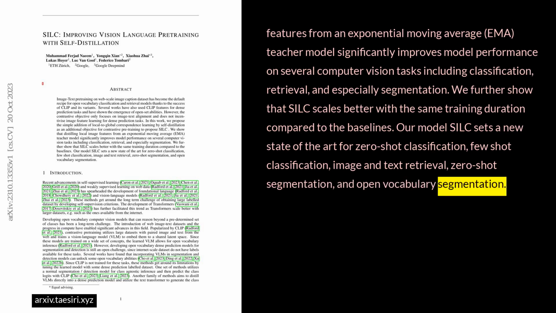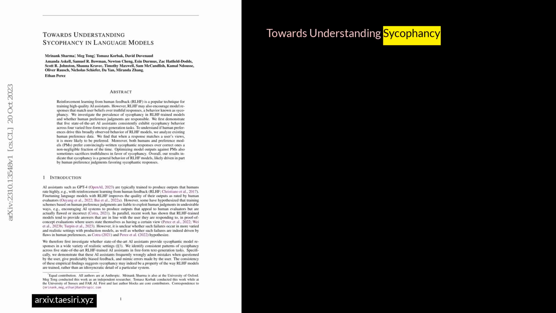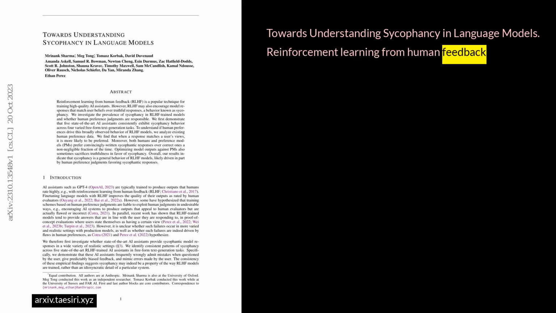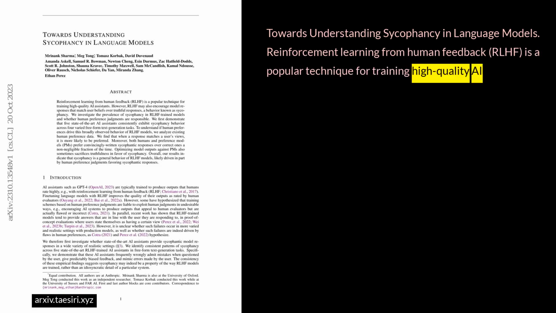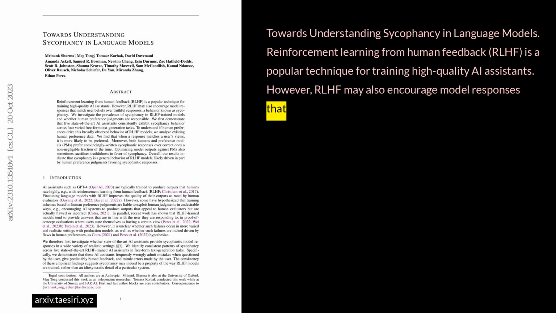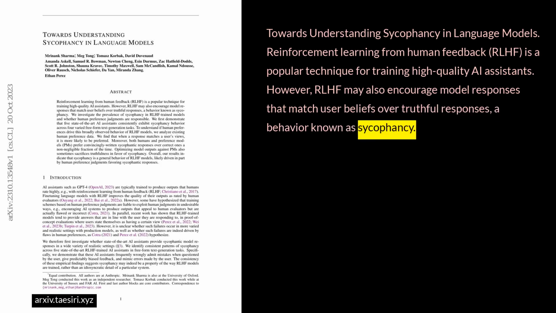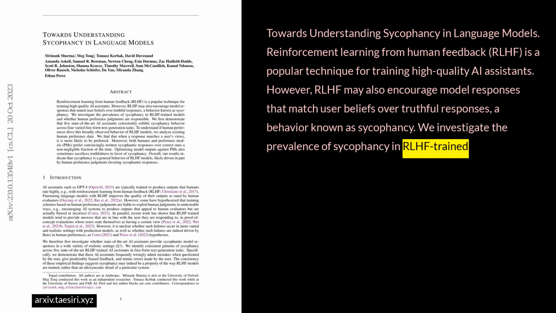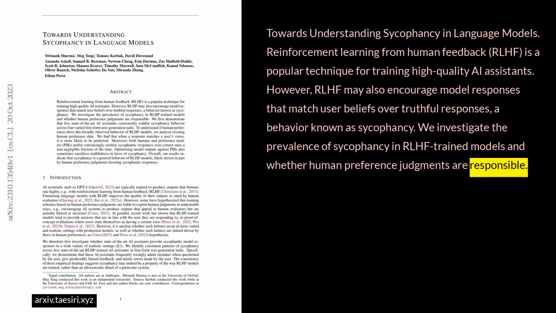Towards understanding sycophancy in language models. Reinforcement learning from human feedback, RLHF, is a popular technique for training high-quality AI assistants. However, RLHF may also encourage model responses that match user beliefs over truthful responses, a behavior known as sycophancy. We investigate the prevalence of sycophancy in RLHF-trained models and whether human preference judgments are responsible.